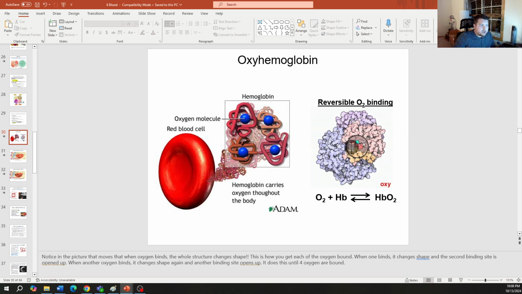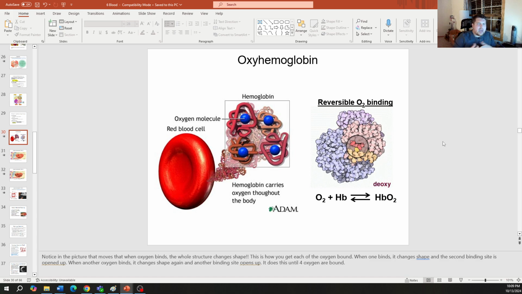When the first oxygen binds, the shape of the molecule changes, and the second oxygen binding site is then open, so that another oxygen can come and bind. When that second oxygen binds, the overall shape changes again, and that opens up the third binding site. Oxygen comes, binds, changes the shape, and opens up another site for oxygen to bind, and finally the fourth and last oxygen is able to bind.